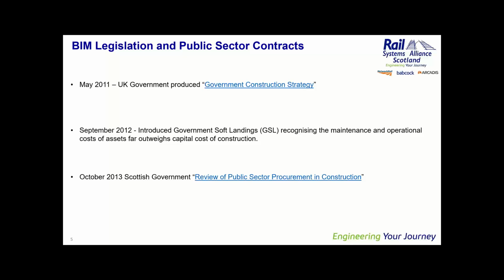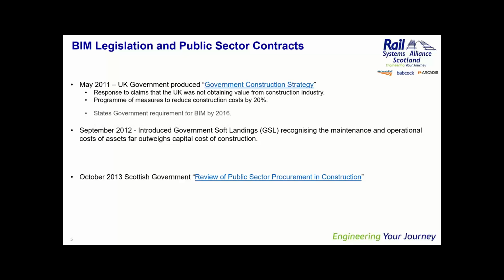This is the bit that's less interesting for some people, but let me just go through some of the points. So in May 2011, the UK government produced the Government Construction Strategy. That was aiming to deal with various studies indicating that the UK was not obtaining full value from public sector construction projects. It was setting out a programme of measures to reduce construction costs by up to 20%. And it stated that the government would require fully collaborative 3D BIM, which includes the digital project and asset information, documentation and data, etc., as a minimum by 2016.